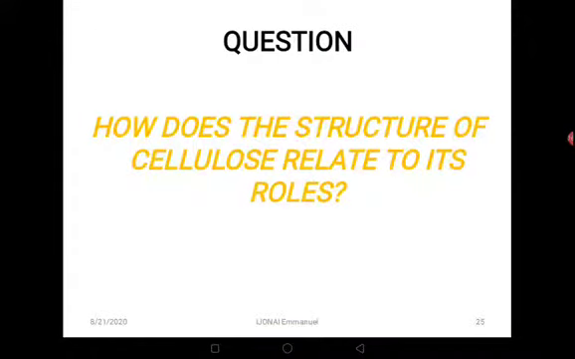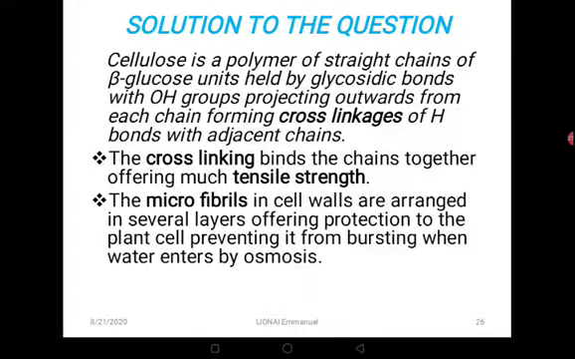So we have a question here. How does the structure of cellulose relate to its functions or its roles? I want you to attempt that question. Remember, we looked at the other question of starch: how does the structure of starch relate to its functions? And we attempted that together. So this one, I want you to attempt as your assignment number 1, and then send me your responses in my inbox.